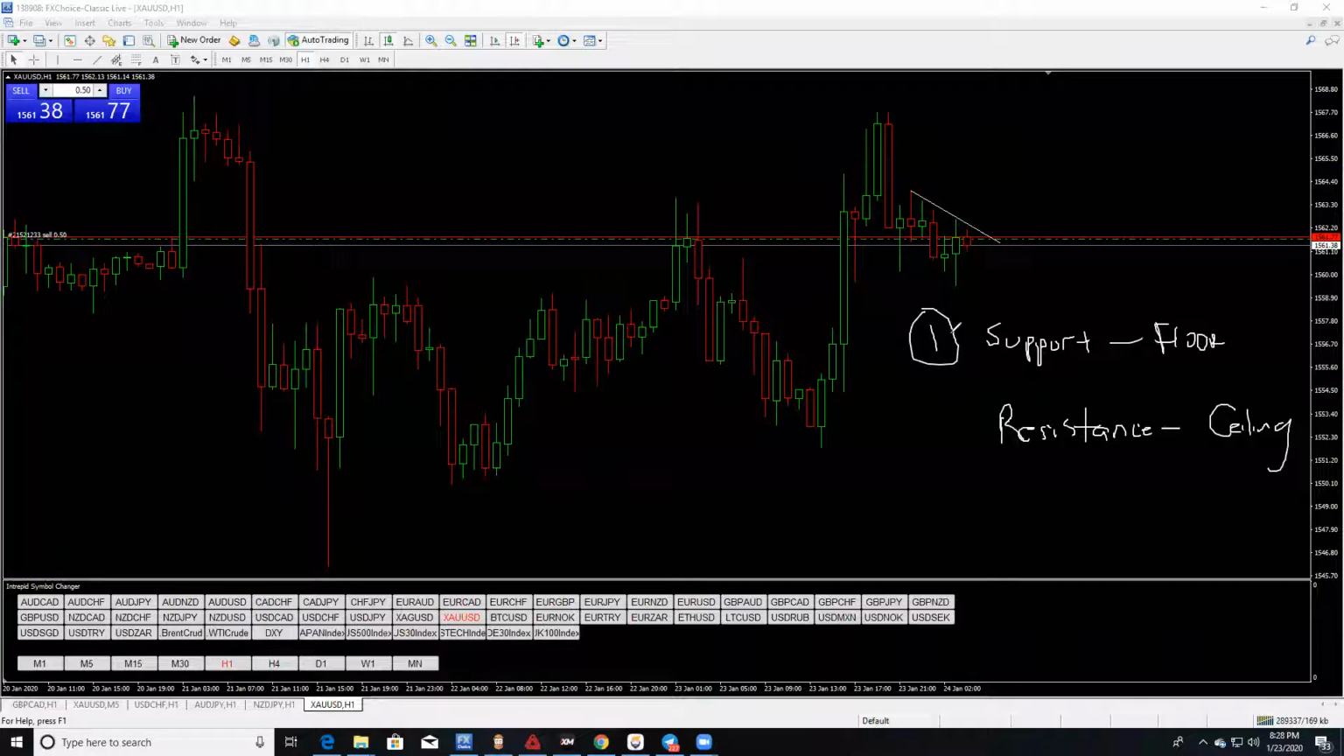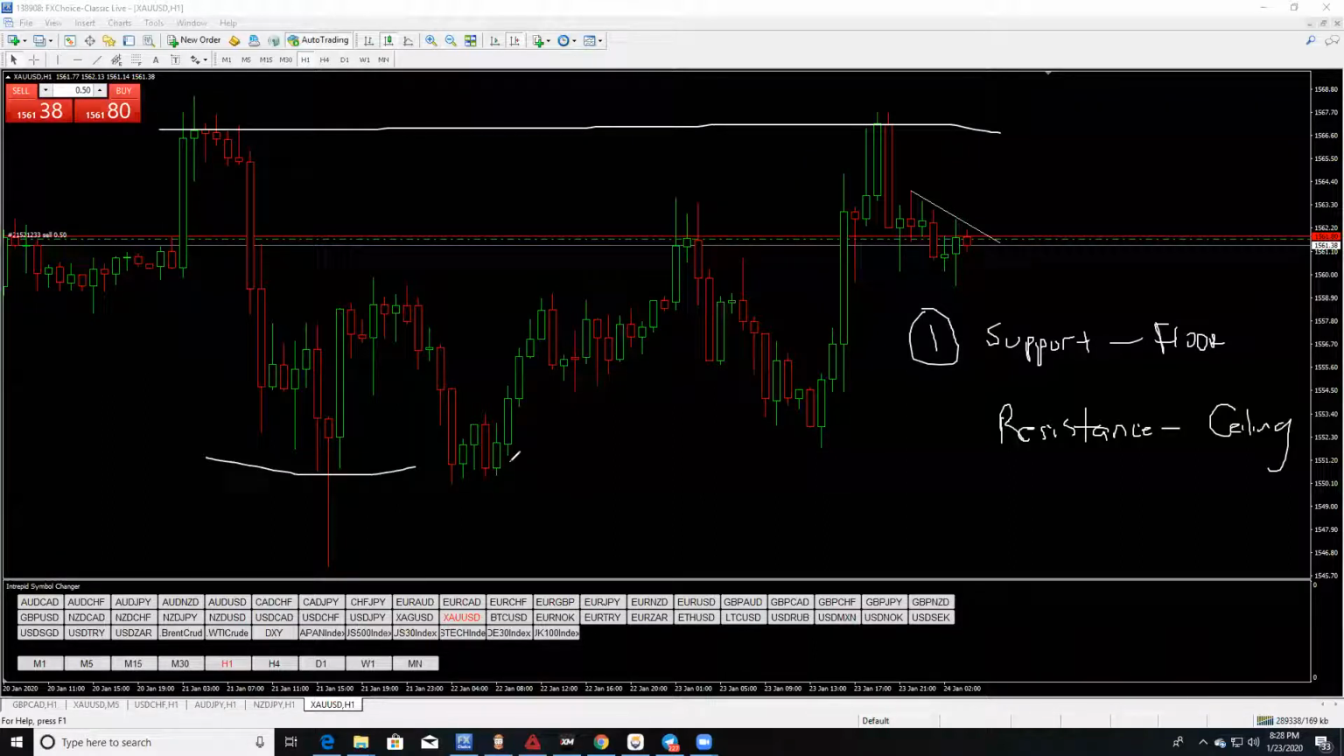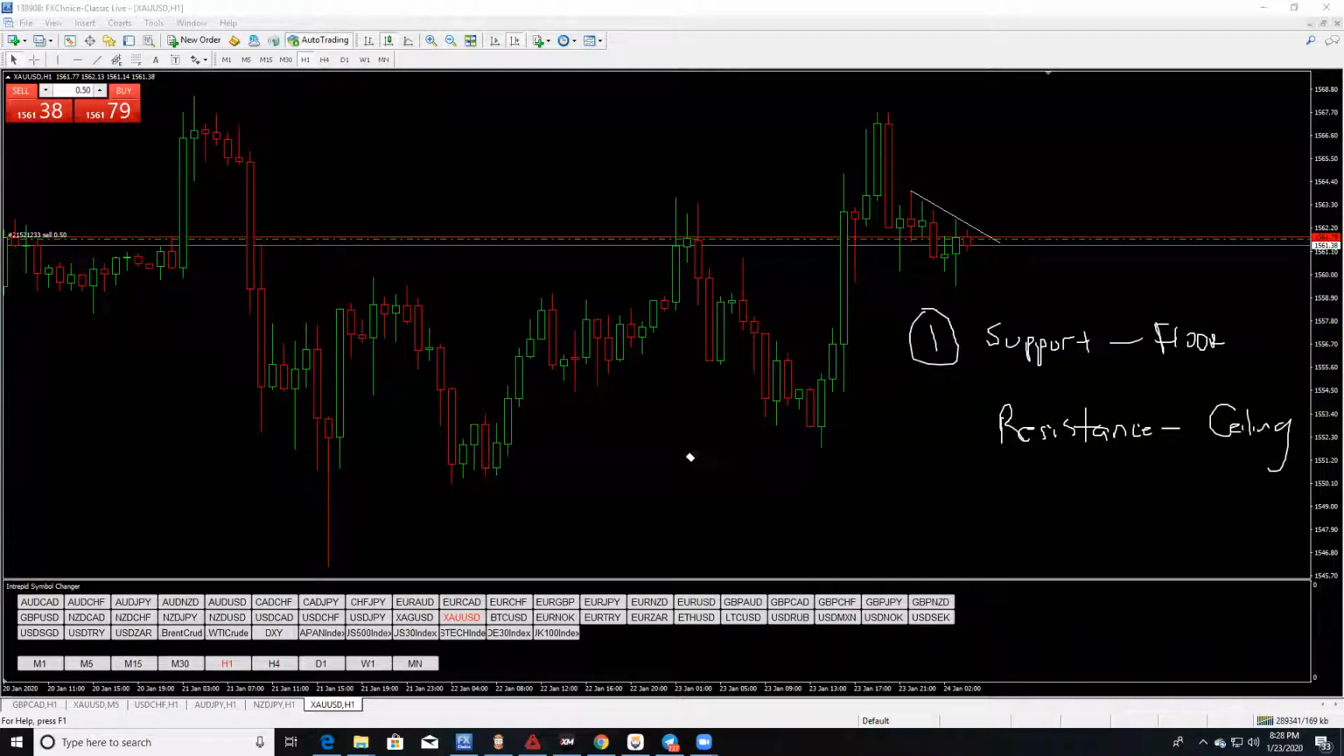What I do first is find out where my ceiling is and where my floor is. And I'm going to watch to see how price responds in between. After I find my ceiling and my floor, hopefully you're getting this down in your notes, I'm going to find my trend line.